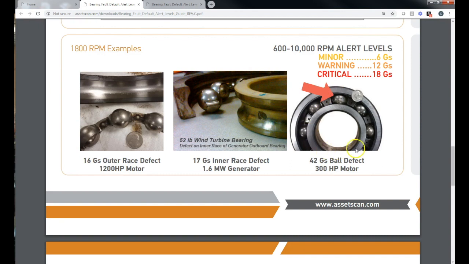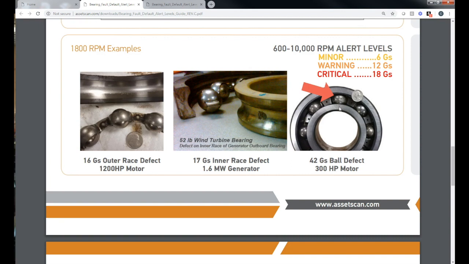The last example is a 300 horsepower motor on a utility air compressor. This one was reading considerably high, 42 Gs, and so I get questions here of why is that so high, and that defect does not look considerably more damaging. And so what we refer to is anything above 18 Gs is a critical. And so we don't get too excited about how high that number is over 18.